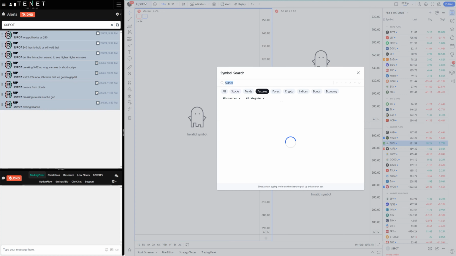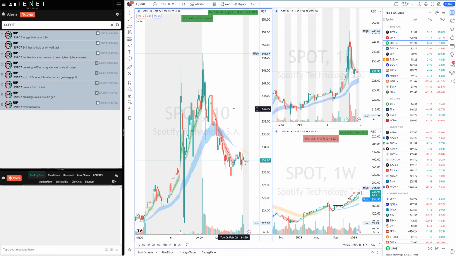Spot was a long loser today. I was watching this breakout pre-market. I added some long, and then I also added the pullbacks, but then it broke 240. So when it broke that 240, that's when I was out, because I don't wait.